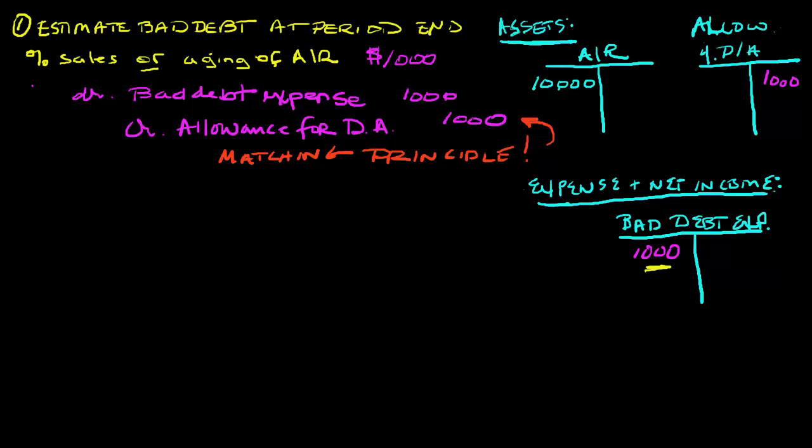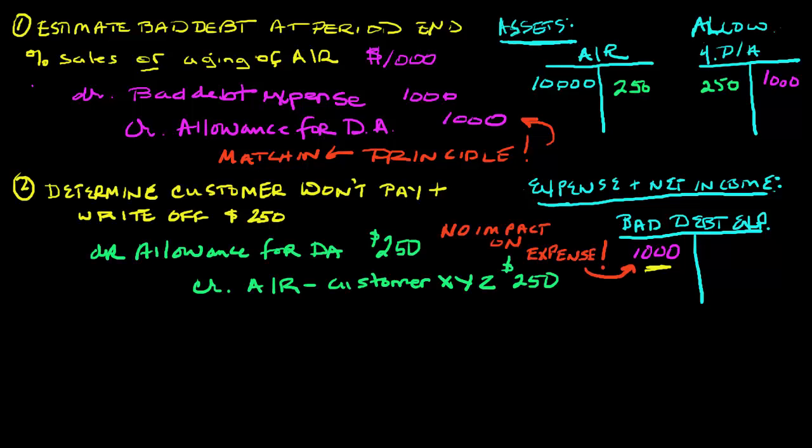The second step is to write off a bad debt. When you determine that a customer is not going to pay and you write off their account receivable balance, you don't record bad debt expense again. This is a beauty of the allowance method. You record expense only once. You estimate it in the period in which the sale was made.